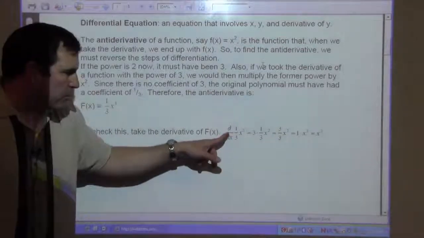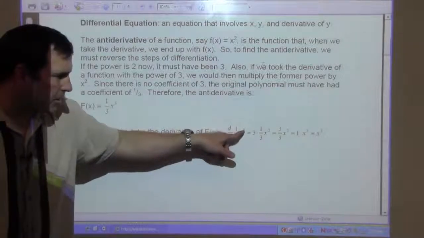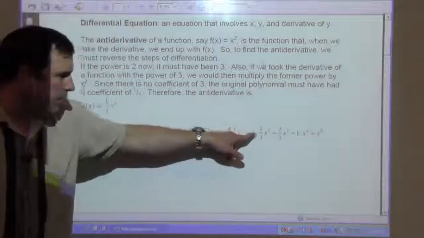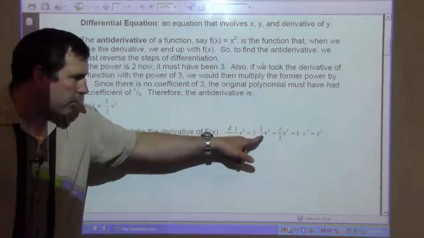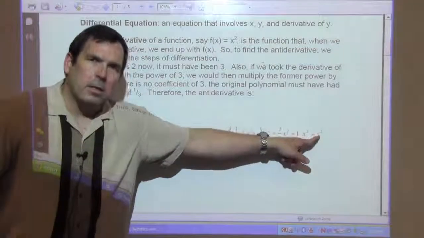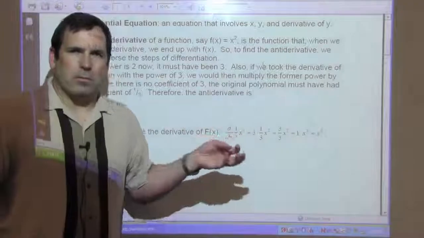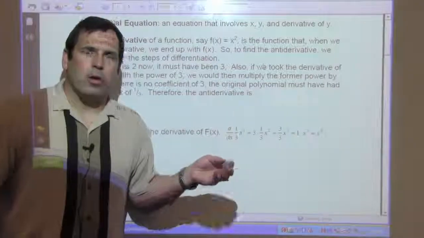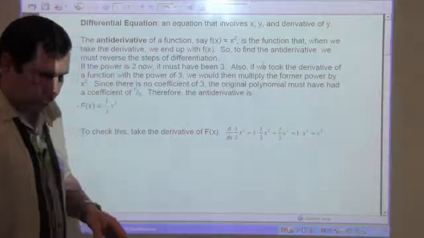Why? Because the derivative of 1/3 times x cubed is 3 times 1/3 times x squared. The power comes out front. This is taking the derivative. That cancels. 3/3 becomes 1. You get x squared. So the rule is, when you take the antiderivative of a variable to a power, you will add 1 to the power and divide by the new power.